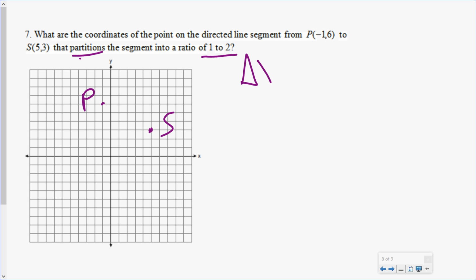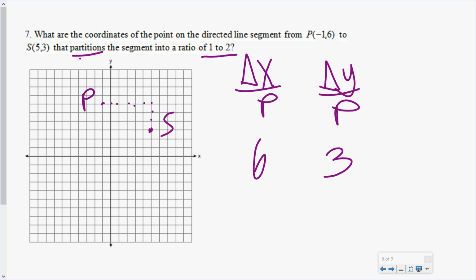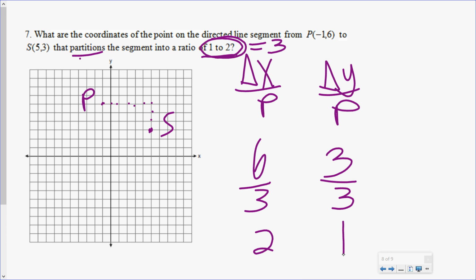My first step is delta x over P and delta y over P. Same delta x and delta y as slope. 1, 2, 3, 4, 5, 6. 1, 2, 3. Negatives don't matter with this. It's only for slope. Now, P is the total number of partitions, so I'm basically adding the pieces of the ratio together. 1 plus 2 is 3. I get 2 and 1.